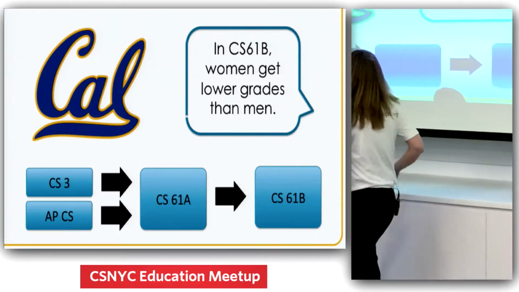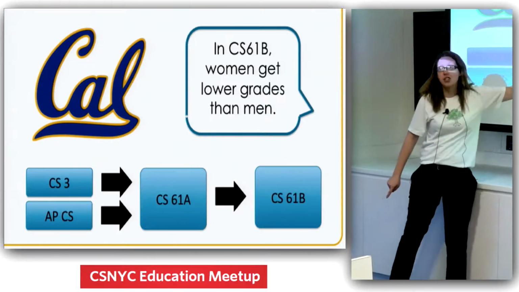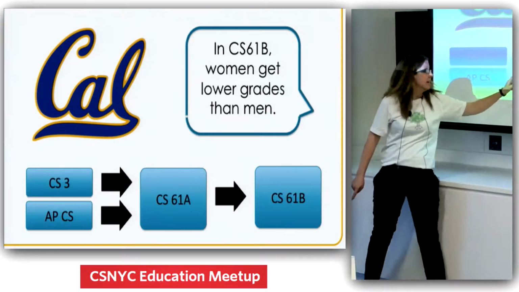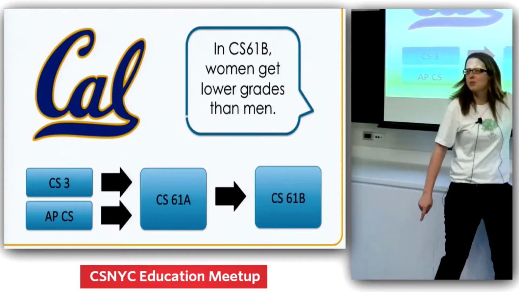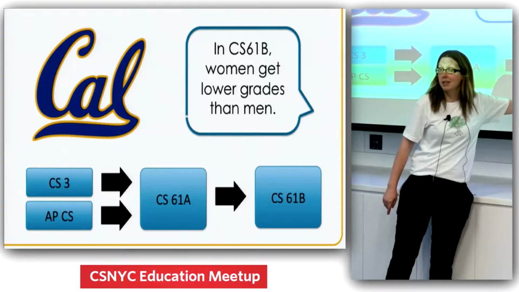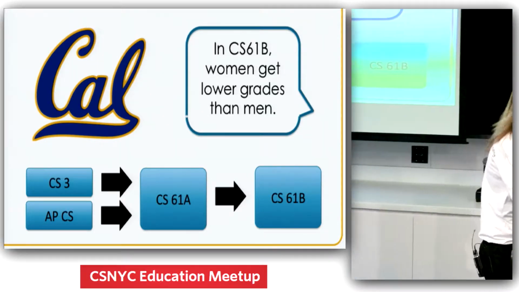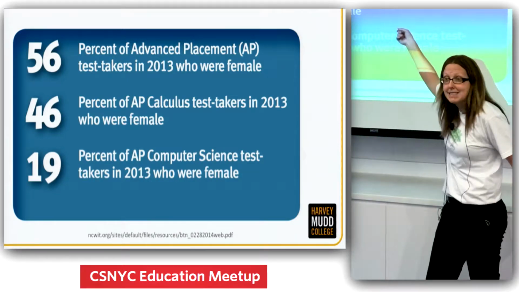Context. This is taught in one language. This is taught in the same language. AP CS is taught in Java. CS61B is taught in Java. Can anybody see where I'm going? Yeah. Women take a lot of AP tests.